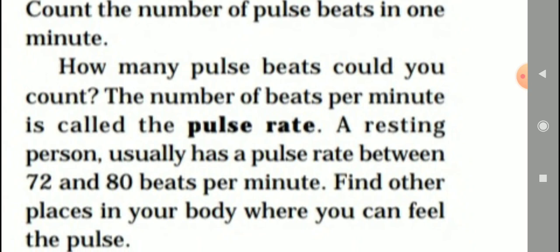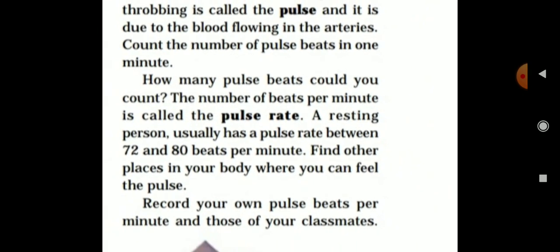Underline the word. A resting person usually has a pulse rate between 72 and 80 beats per minute. It is very important, 1 mark. Underline the word, students. Per minute, pulse rate 72 to 80 beats. Students, can you feel the pulse rate? Okay.